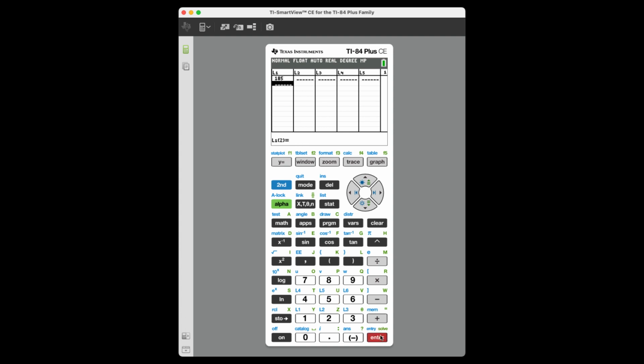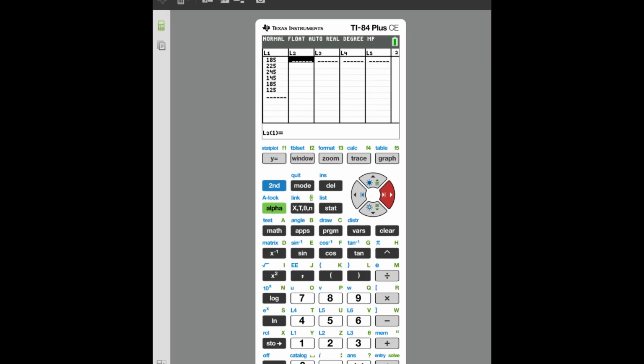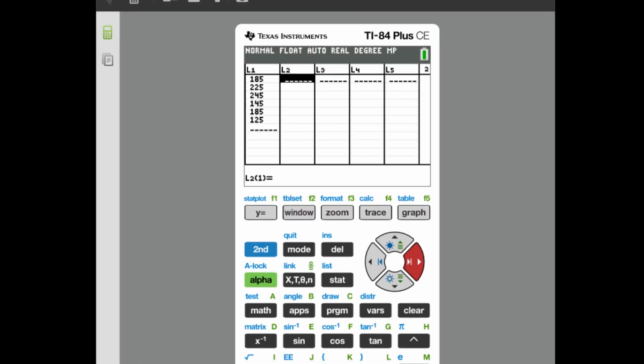185, enter. 225, enter. 245, hit what? Enter. 145, hit what? Enter. 185, hit what? Enter. 125, hit what? Enter. Now, I entered everything in list 1. I'm going to scroll to the right. And what did it just do? It put me in list what? 2.